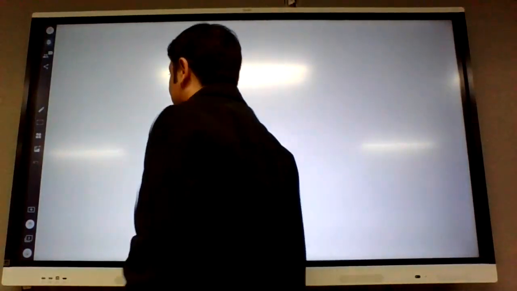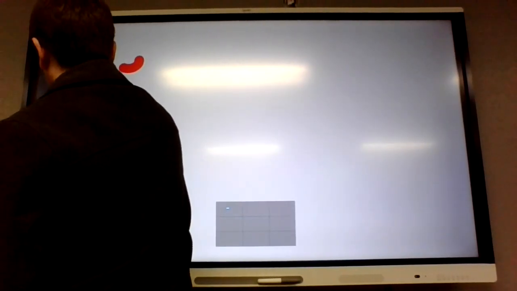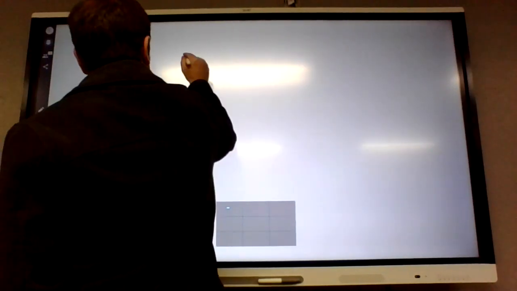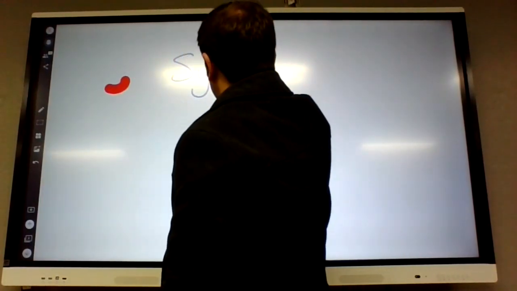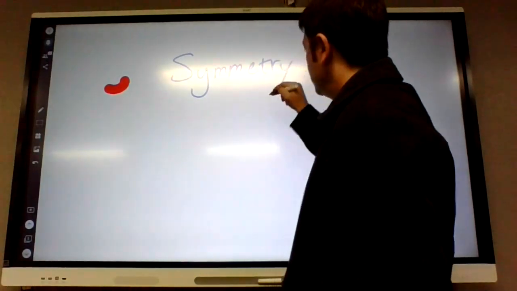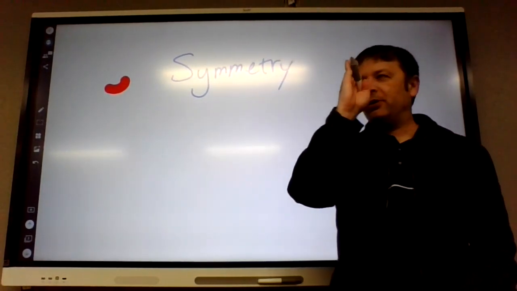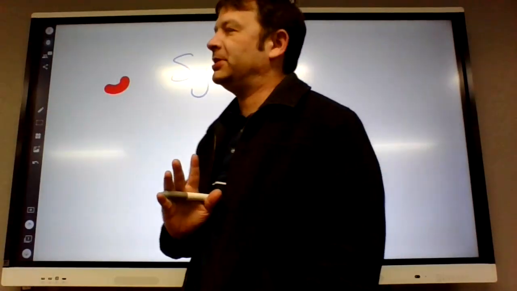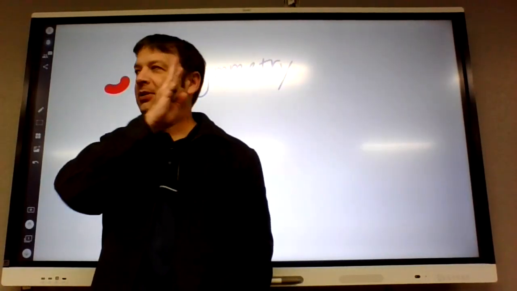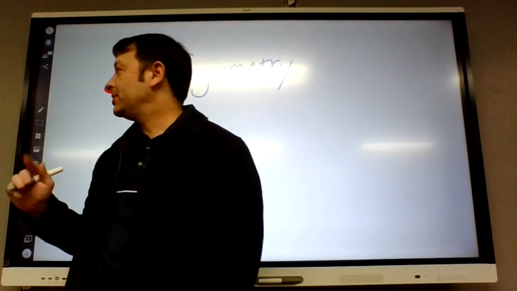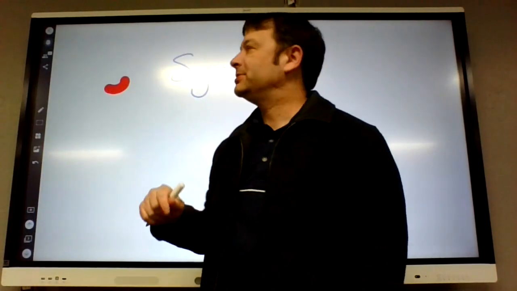Talking about symmetry today. You guys have probably heard that word before, right? Okay, what does symmetry mean? Same on both sides. So, people are symmetrical, at least on the outside, right? Because our left and our right sides are the same. Not all the time.